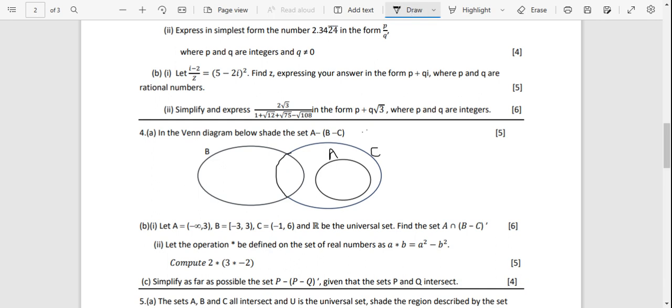And how do you do that? Now the simplest way is this. Look at the numbers that you have in the denominator. I'll just first start with the denominator. We've got 1 plus the square root of 12 plus the square root of 75 minus square root of 108.